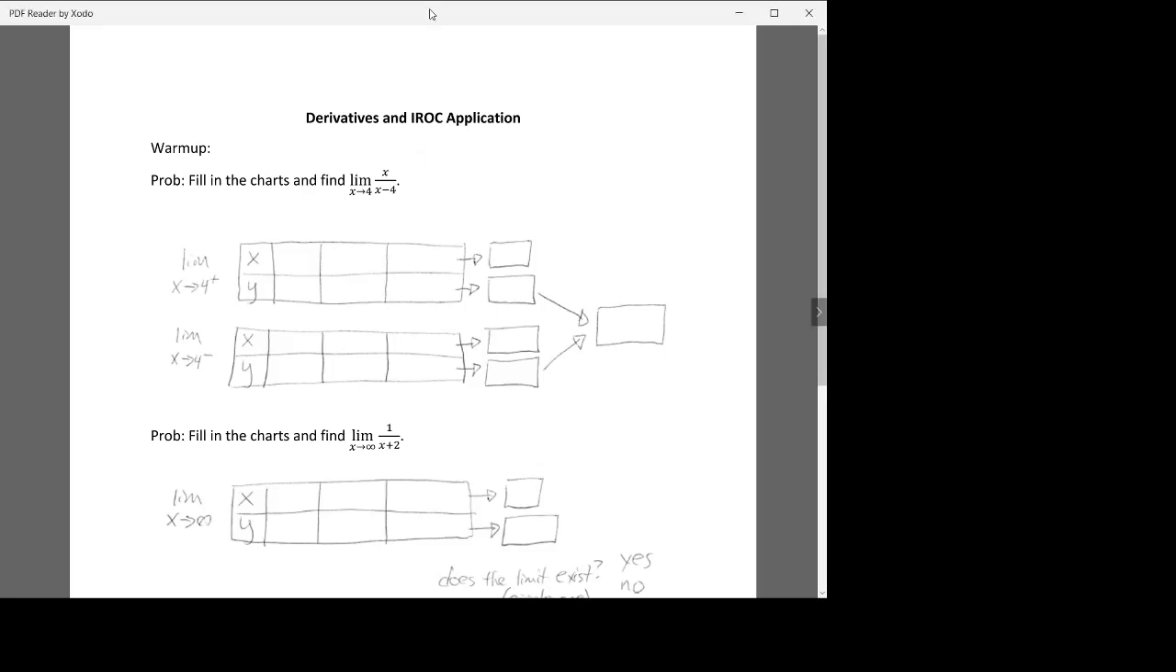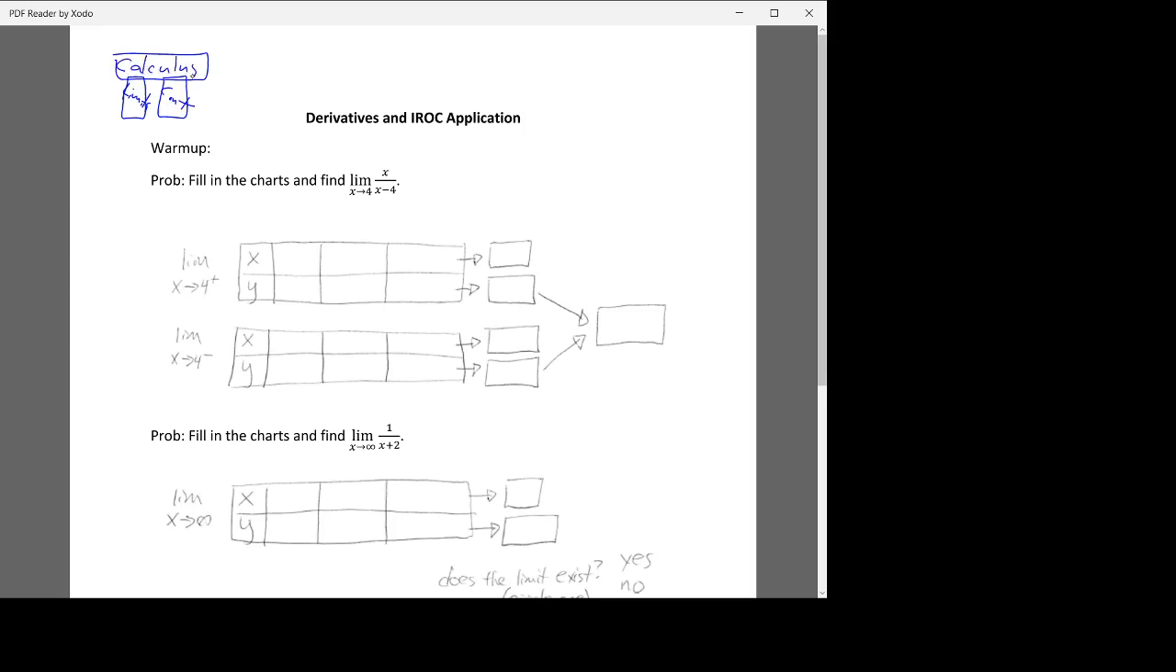Now we're going to look at derivatives and the instantaneous rate of change application. And just remember, so far we've looked at what I call the basic building blocks or the pillars of calculus, and that's limits and continuity. And now we're going to take advantage of those, although we're not going to get into the specifics, and we're going to look at calculus.